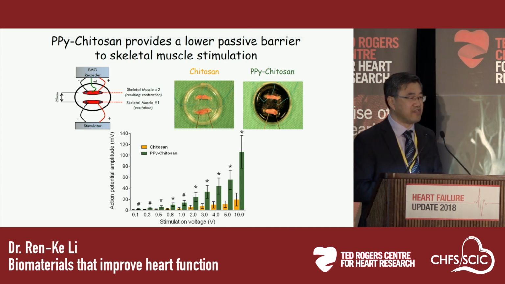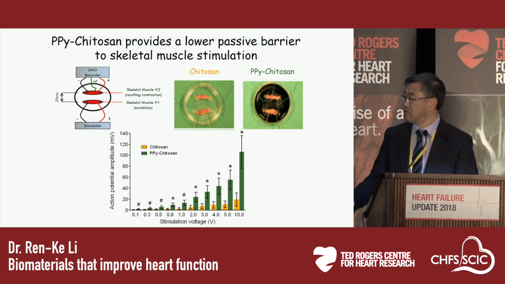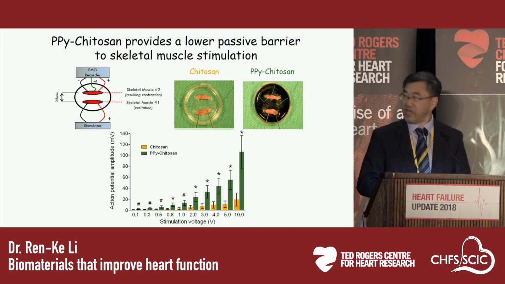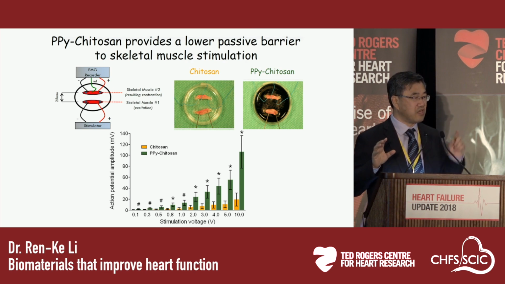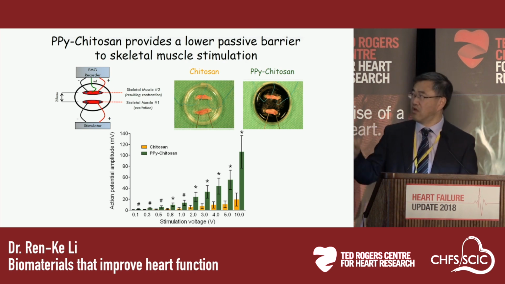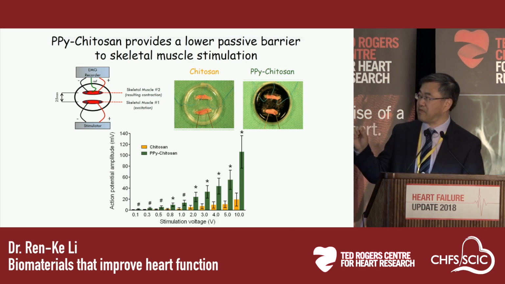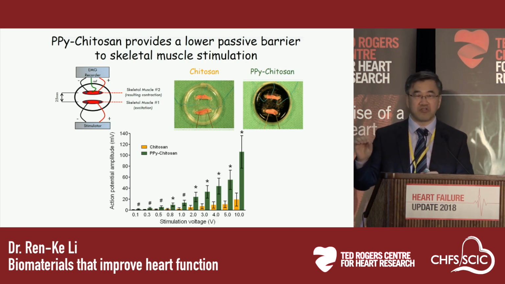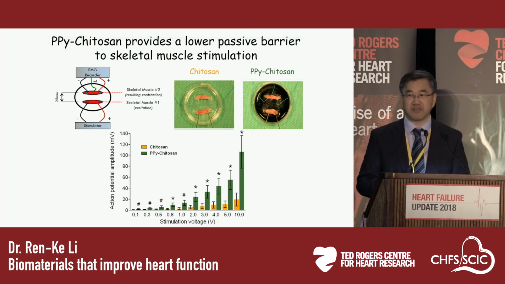So after we had this conductive biomaterial, we designed this device. We coat the culture dish with a control group, that's chitosan, or the conductive biomaterial. We want to test whether this conductive biomaterial can pass electric current. So what we did is we put 2 pieces of skeletal muscle into this dish, and the dish has no liquid, no other material that can pass a current.